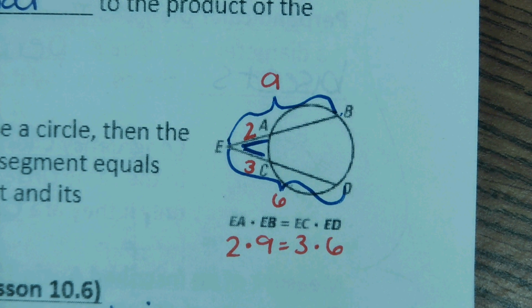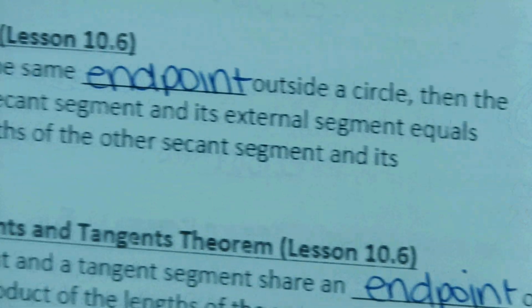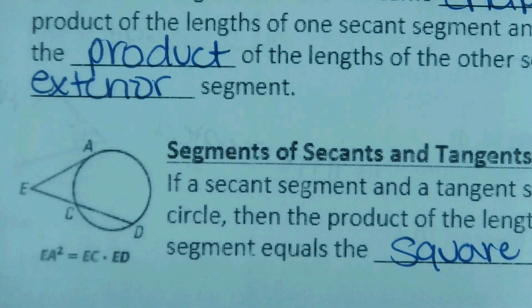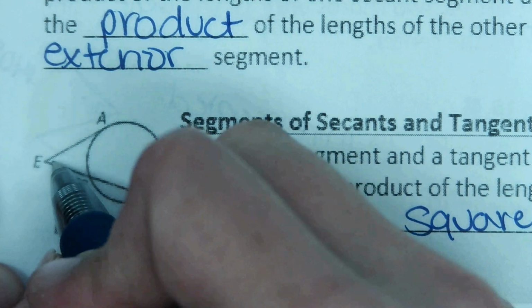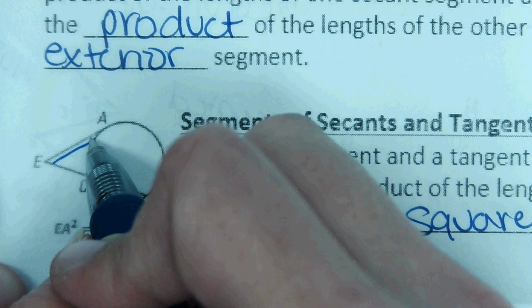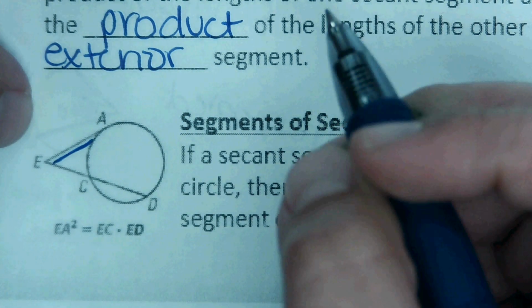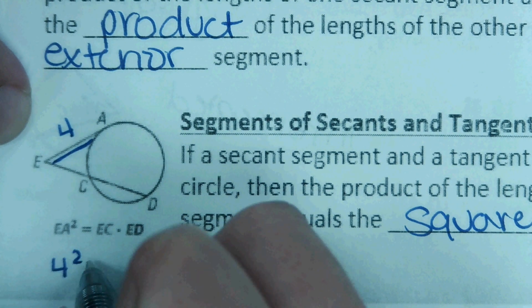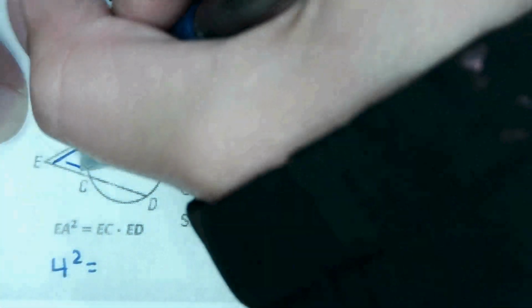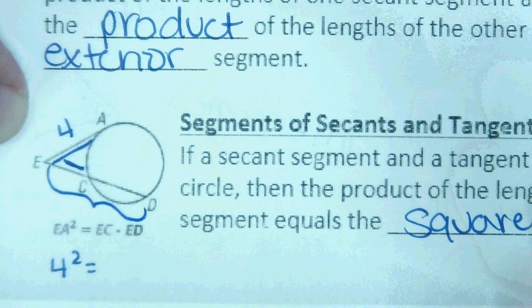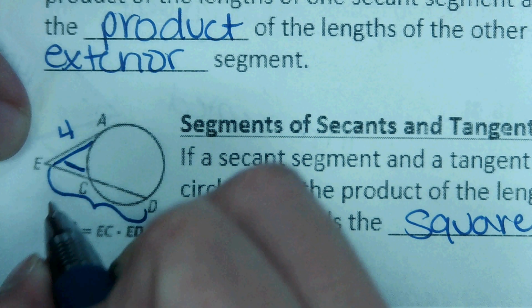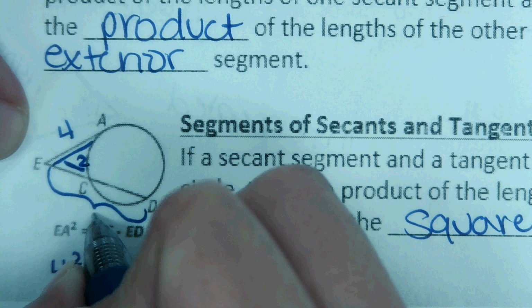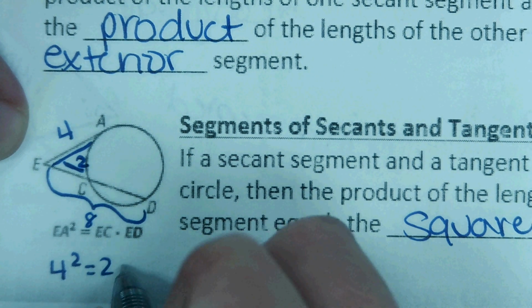Okay. And the last one, of course, we're going to practice these on the practice page too. This one right here says that EA gets squared. So this segment right here will be squared. Let's say this is 4. EA would be 4 squared. And then it would be this exterior segment times the length of the whole thing. So maybe 2 and 8, this being 2 and 8, 2 times 8.